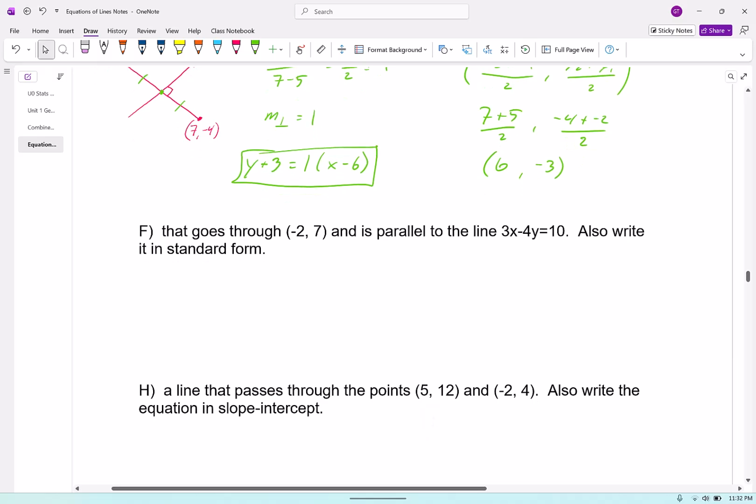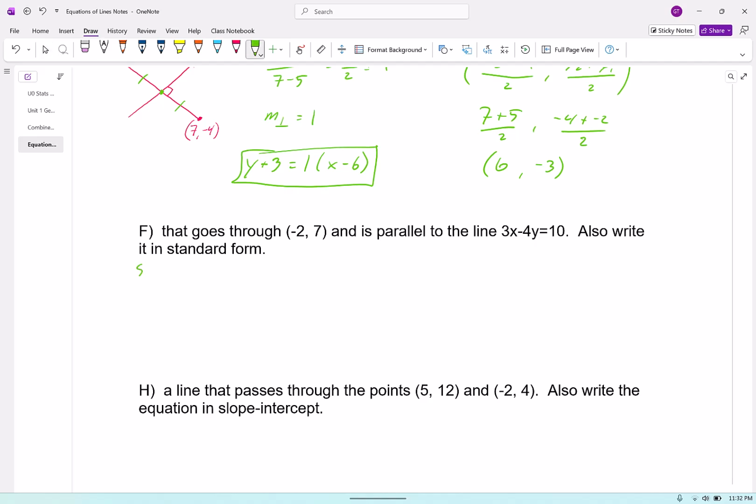All right, next one. We have a line that goes through (-2, 7) and is parallel to the line 3x minus 4y equals 10, which is in standard form. So we're going to have standard form. We're going to find the equation for the line that goes through (-2, 7), and we have to make sure it's in standard form.